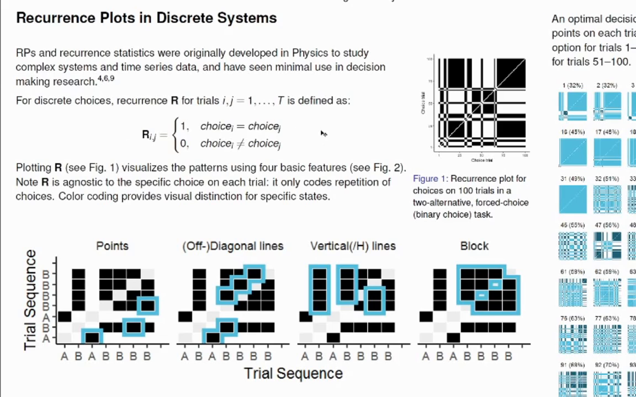If we calculate R for every pairwise combination of time points in a given choice sequence, we can visualize recurrence in that sequence. For example, see Figure 1, the recurrence plot for behavior in a two-alternative forced choice task. Recurrence plots have 4 building blocks of interest: recurrence points, diagonal lines, vertical lines, and blocks of recurrence. We use these features to interpret the plots and study the underlying behavior in our dataset.